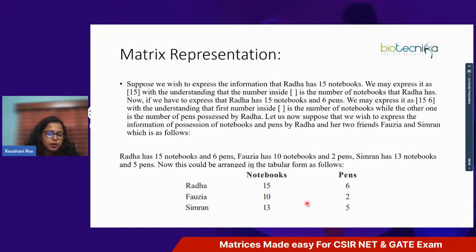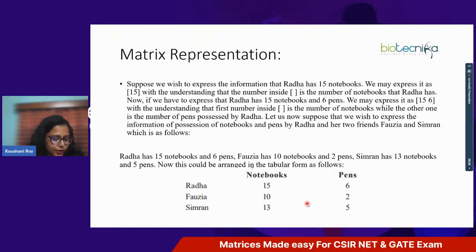Someone asks, is this a cover part question of NET? In CSIR NET, you will have questions on matrices, but they will be of a higher level. If you are not clear with the basic parts, it will be tough for you to go for the higher level. So first we have to get clear with the basics, which we will discuss today. Once you are clear with all the basics, you can easily go for the higher level part.